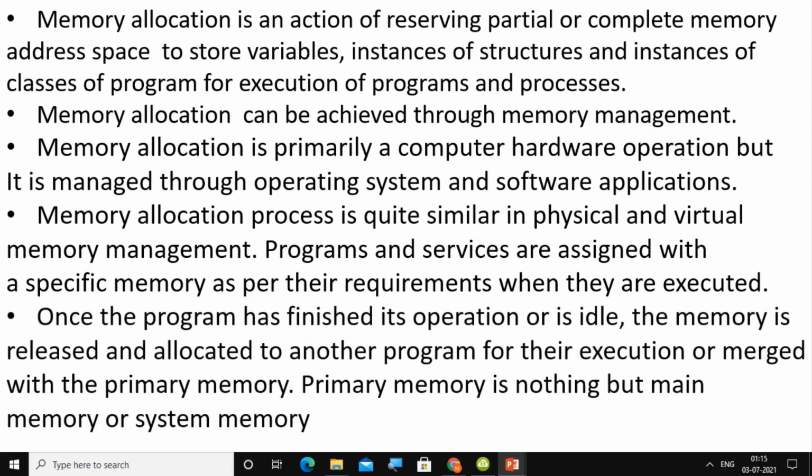Once the program has finished its operation and is in idle mode, then the memory is released and allocated to another program for their execution. If there is no other program for execution, then that released memory will be merged with the primary memory. Here primary memory is nothing but main memory or system memory.